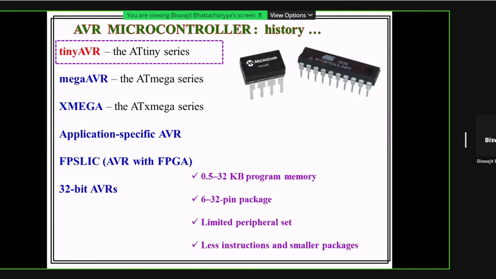In the AT-Tiny series, small microcontrollers, as the number of pins is small, mainly they have the DIP package. Parallel pins are there, and it has small program memory, 0.5 kilobyte to 32 kilobyte. 32 kilobyte is not really small, it's quite large. The number of pins is 6 to 32, and the peripherals are limited. The ports and IO pins are limited because the number of pins is small. There is a small number of instructions available and the packages are smaller.